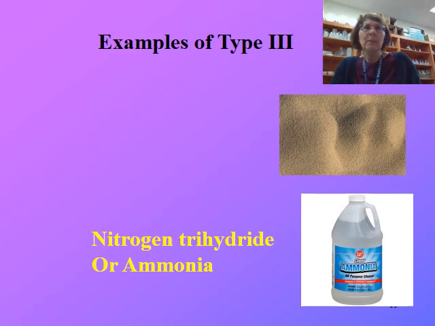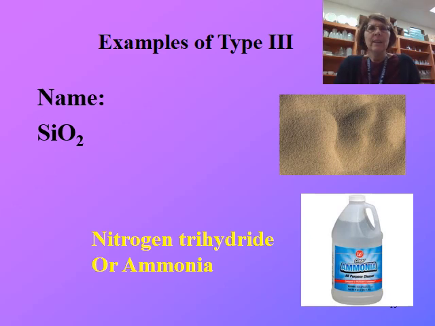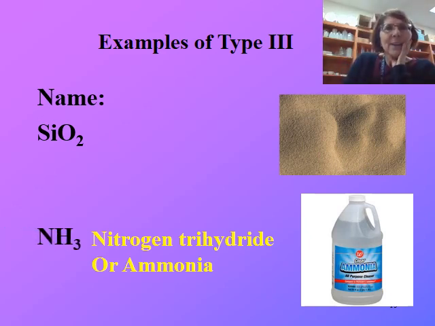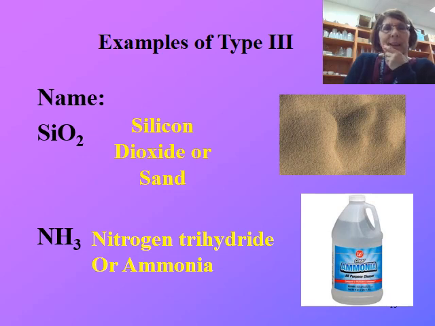Some other type 3 compounds, which you don't have on your sheet, are like sand, silicon dioxide, and ammonia, NH3, which is nitrogen trihydride. Right, so we're going to stop right here.